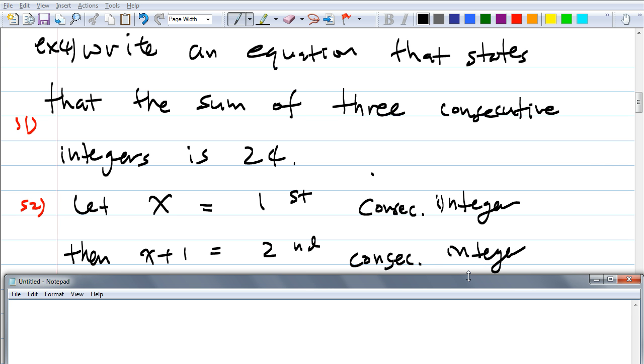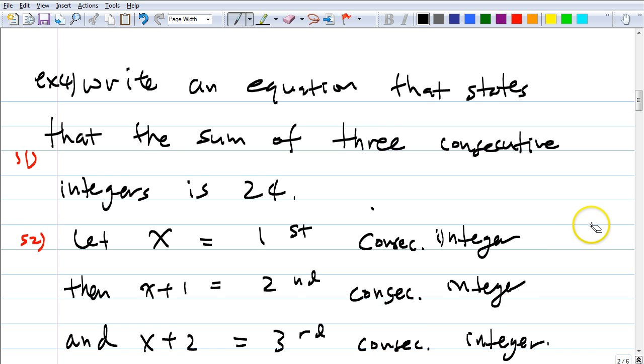Okay, then what about Sammy? What about our last consecutive integer? What should we write? If x is our first consecutive integer, and x plus 1 is our second, what's our last one? x plus 2 is your third consecutive integer. Isn't that right? Does that make sense? Okay, so there you are. Those are the unknowns. We have declared our unknowns. How many variables do we need to use?